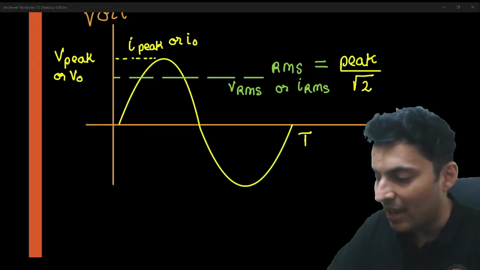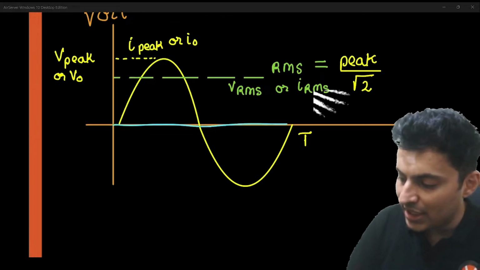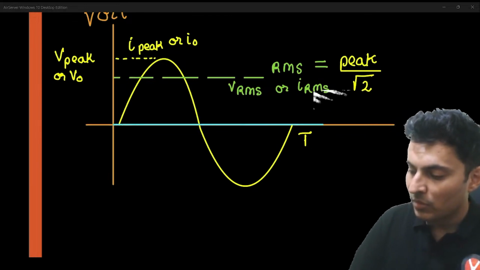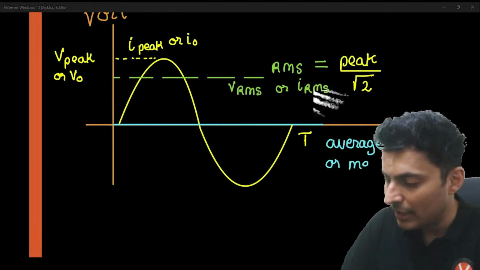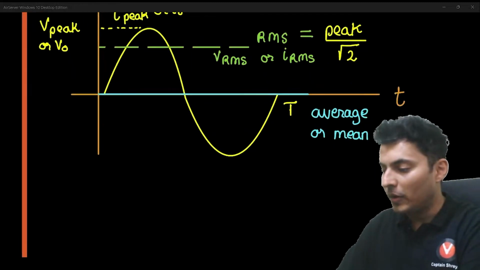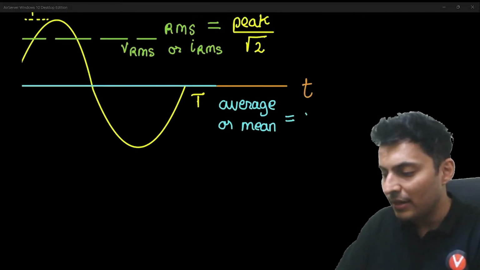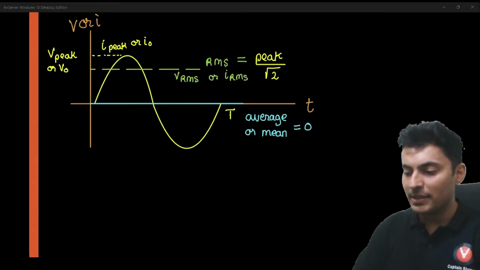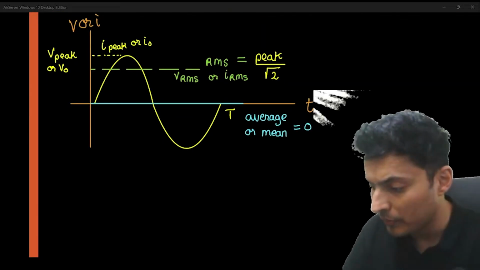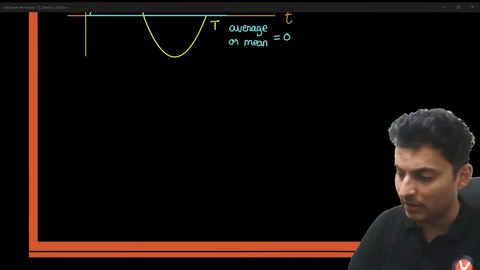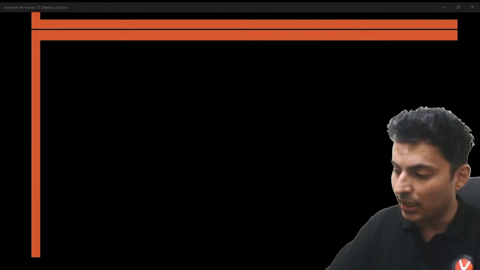If you talk about the average, the average or the mean value will always be a big fat 0. These are the few terminologies initially which you must know. Next important thing in AC.